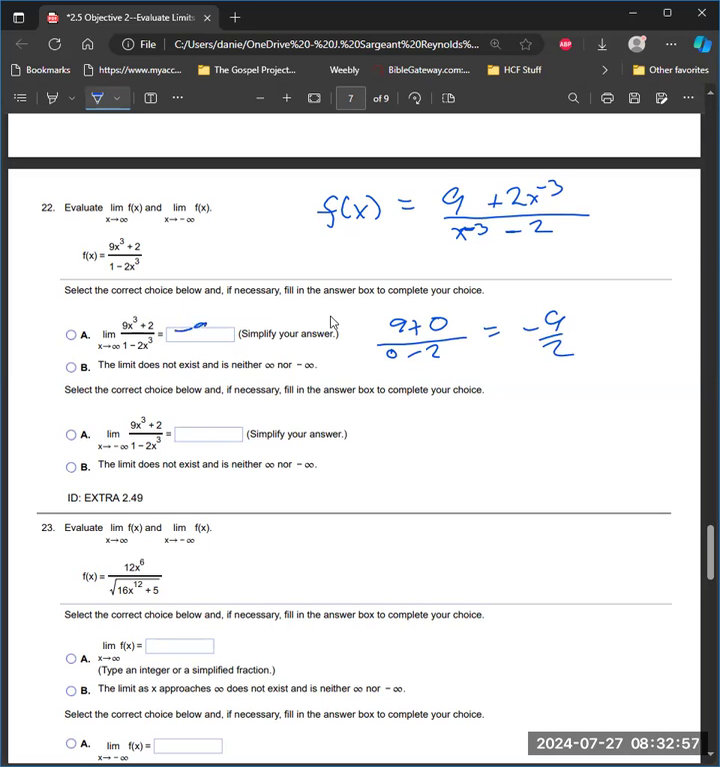And same thing when I go to -infinity. This is still going to be 9 plus 0 over 0 minus 2. That's also going to be a -9/2.